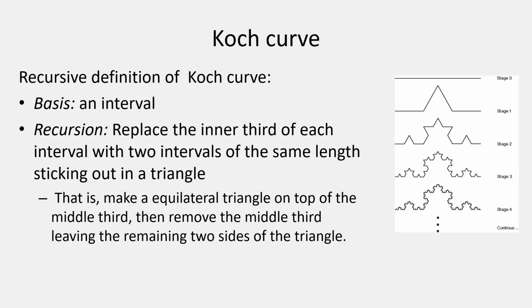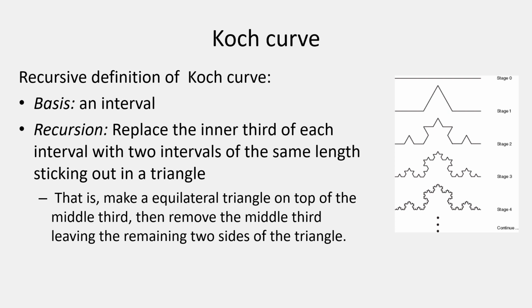And then for the recursion, first you split this interval into three pieces, and then imagine building an equilateral triangle on top of the middle third. So you end up with a triangle with three sides, each of which is 1/3 of the original interval, and then you remove the bottom of the triangle, which was the part of the original interval.